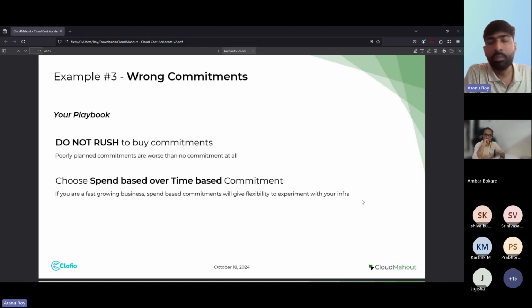And another tip, whenever you are making a spend-based commitment, we always suggest to do it in a staggered manner. So if you understand that as of today your on-demand spend is, let's say, $100, first make a commitment of 30 to 50% of it. Consume it properly, then make another purchase. Do not make a 100% purchase.